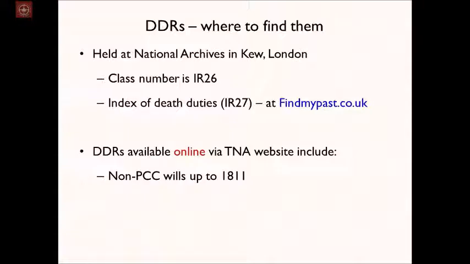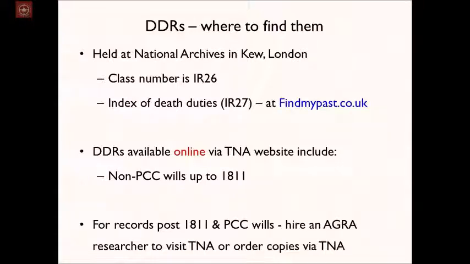The death duty records are also available online, the actual records, some of them, on the National Archives website for the wills that were proved everywhere apart from the Prerogative Court of Canterbury, which is the majority of wills. So there's a good chance you'll be able to download these records online, but that digitisation project only went up to 1811. For records after this date and those PCC wills, you can hire a researcher, hire a member of the Association of Genealogists and Researchers in Archives, because they've been vetted, certainly the full members have been vetted, or get a researcher on the National Archives listing to go to the National Archives and photograph that document for you.